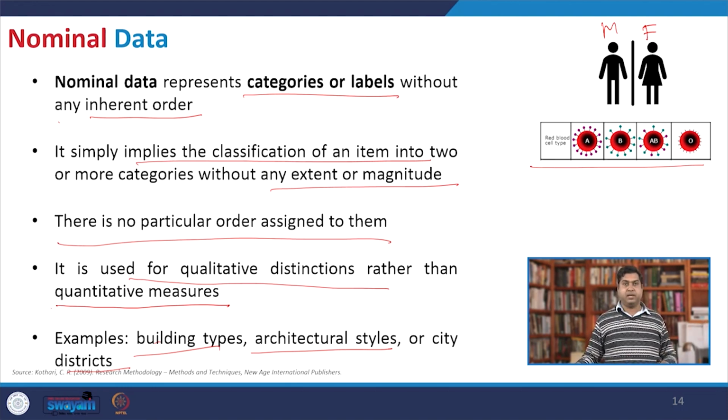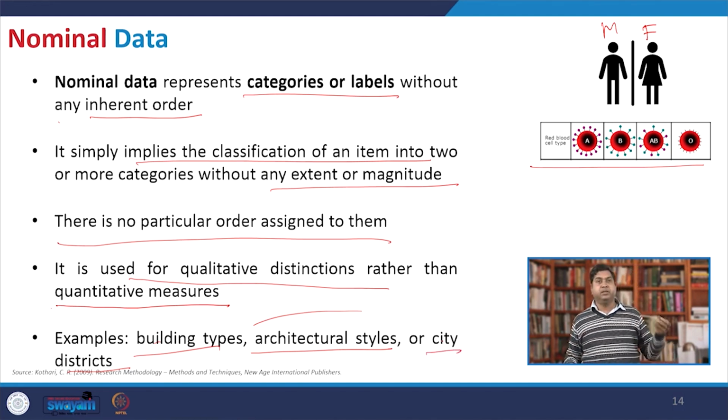Or architectural style, whether it is, as we have seen in history, the Byzantine architecture, Gothic style, or it may be the Renaissance or postmodernism. So, these are again some information which does not have any kind of interval or order, no first rank or second rank. Or maybe it is the name of the district, or something like the male, female example that I already gave.